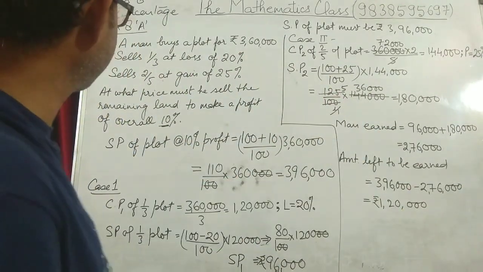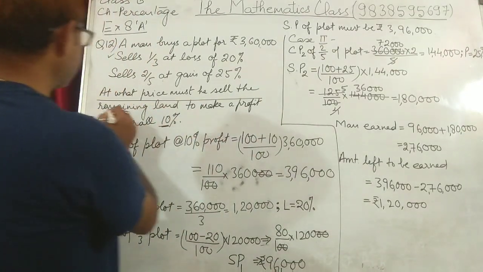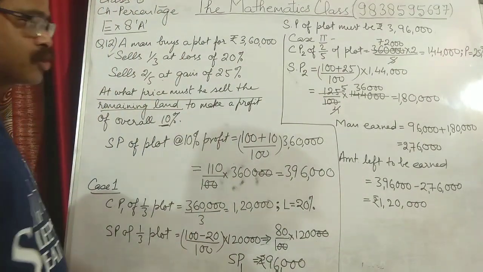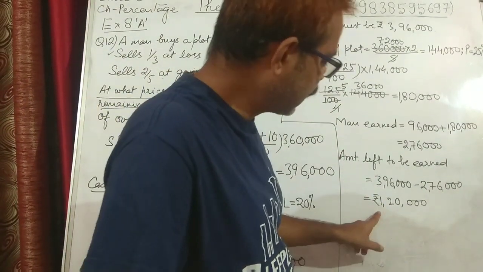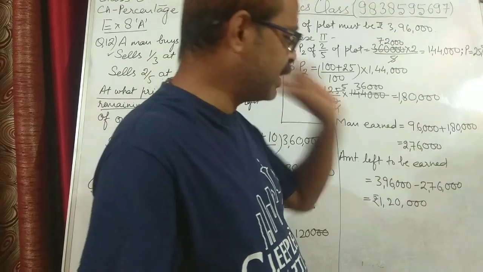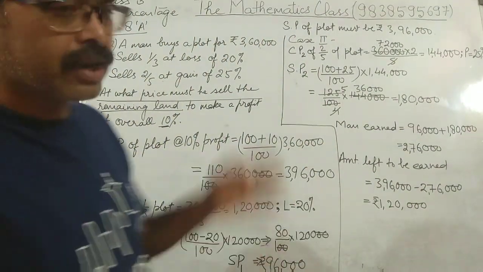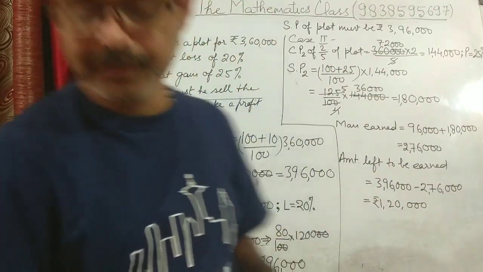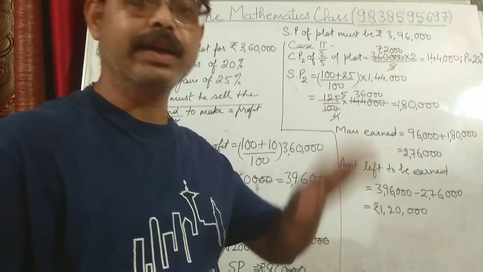And here what you have to find is: at what price must he sell the remaining land? So he needs to sell the remaining land for rupees 1,20,000 to make an overall profit of 10%. Now this exercise is clear and finished. I hope you would be clear with this.